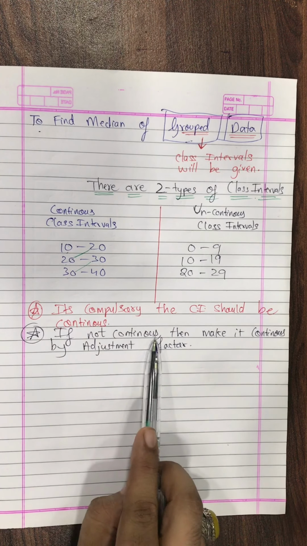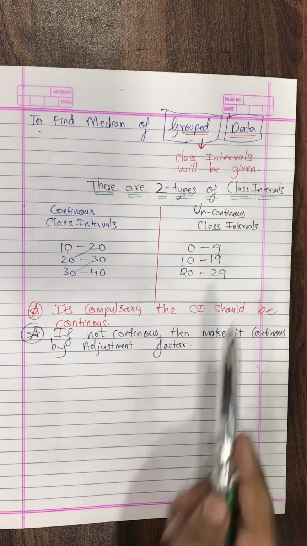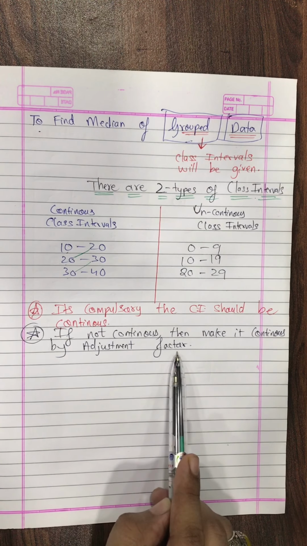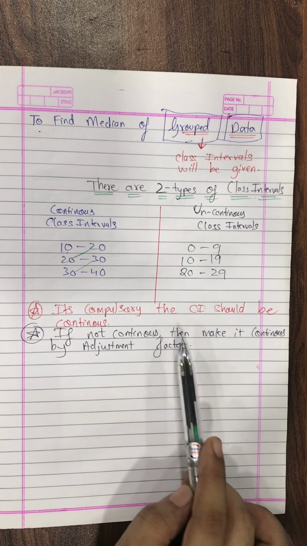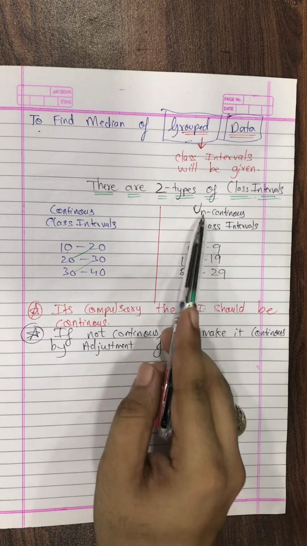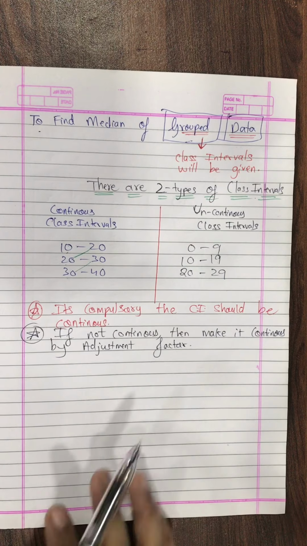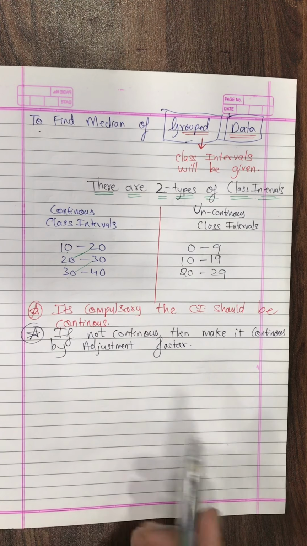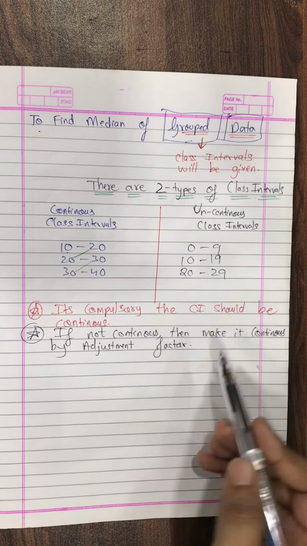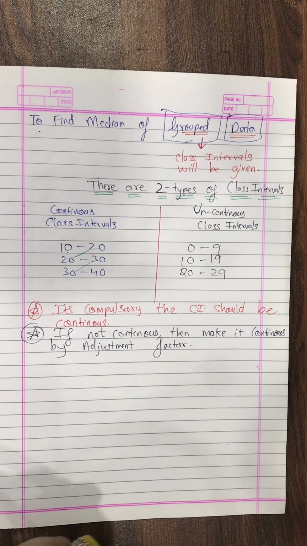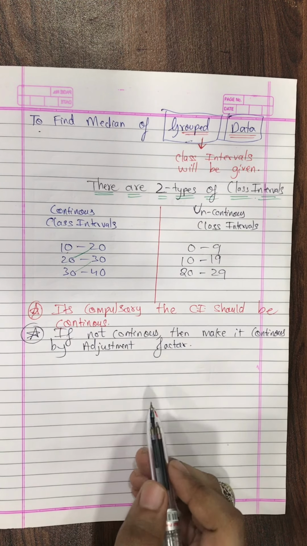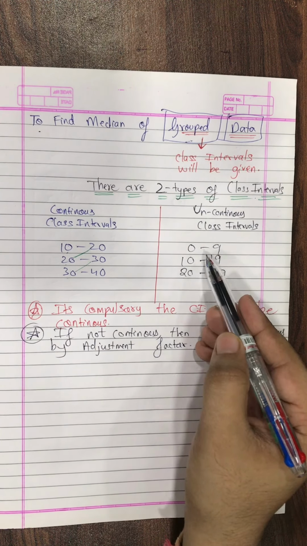If the class intervals are not continuous, if for example in any question they give you uncontinuous class intervals, then make it continuous by the adjustment factor. Up till now in the board exam, they haven't asked any question on the uncontinuous part, but it is in the syllabus, so they can ask. Now what is this adjustment factor? Let me write the formula and I'll show you how to convert an uncontinuous class into a continuous class.